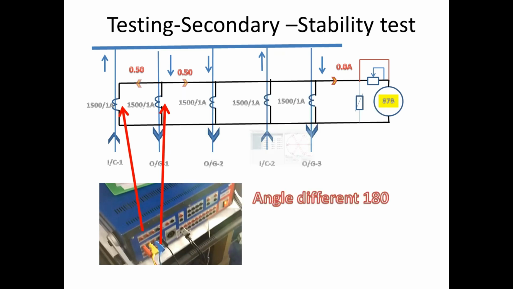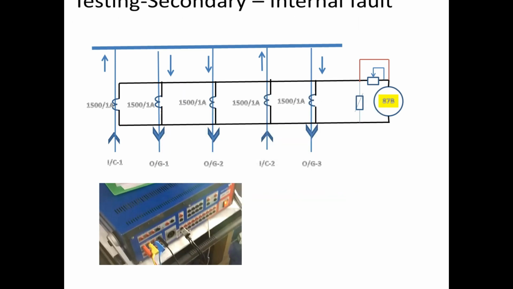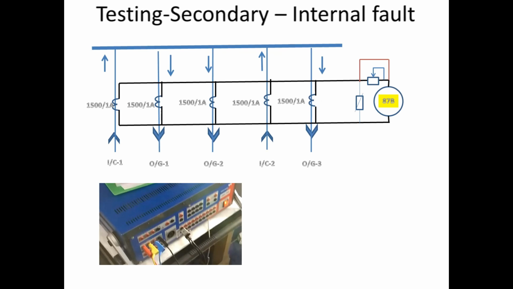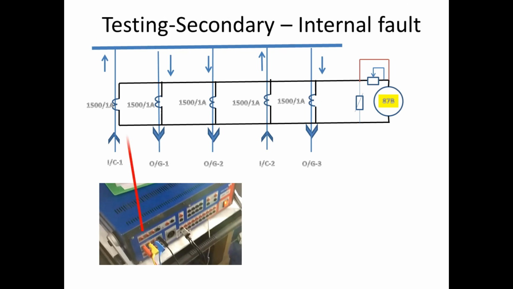Now we see the internal fault condition. Here we inject current in any one set, and on the other set we do not inject current. Here I am going to inject 0.5 amps on the incomer and set 0 current on the outgoing. Now the differential relay gets 0.5 amps current and the relay will give trip to all breakers corresponding to the relay differential settings.